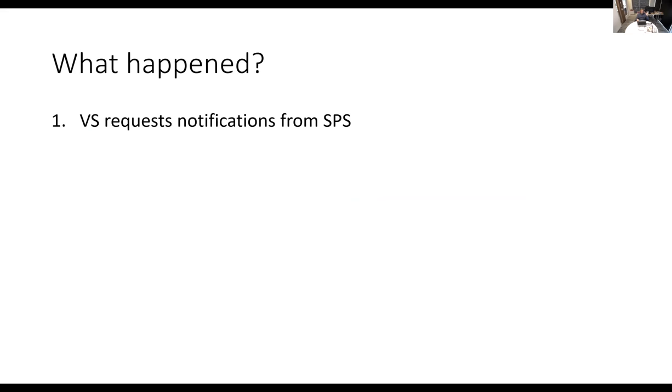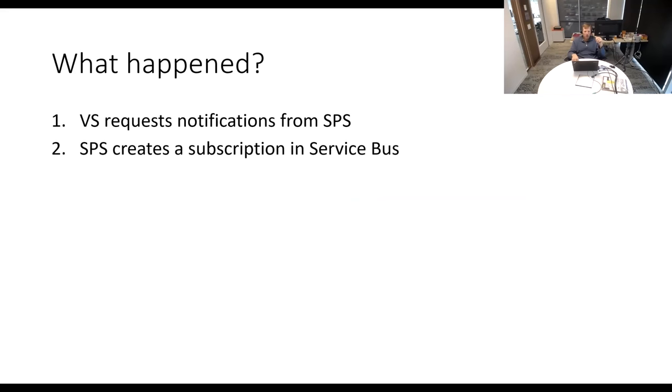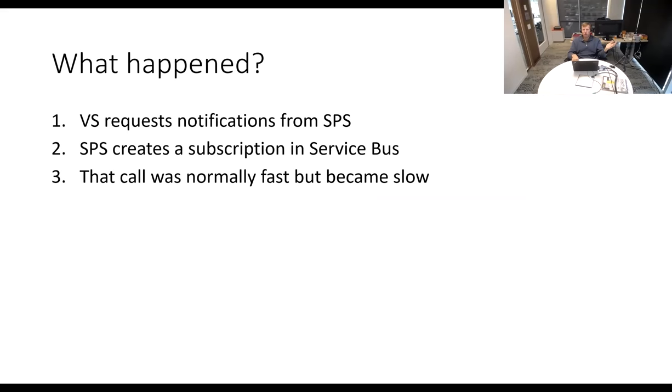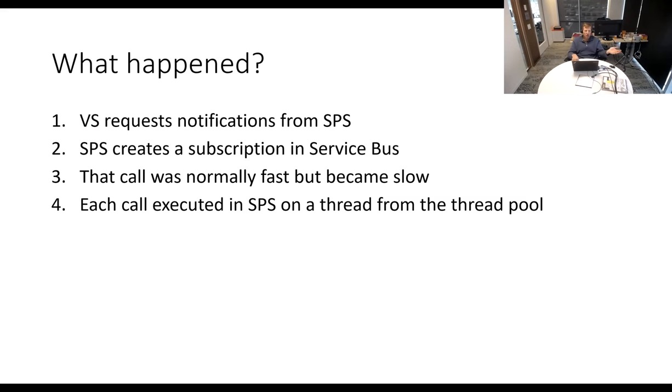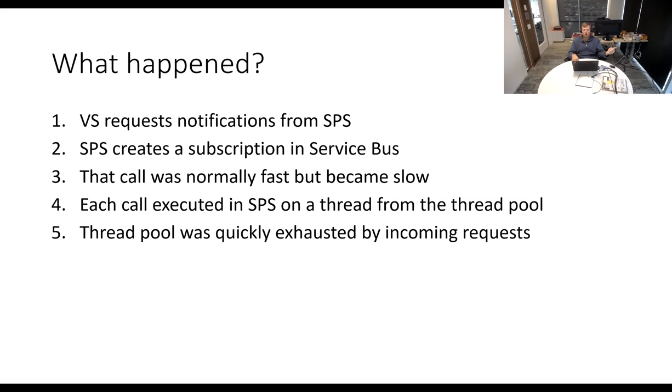So what happened? VS requests notifications from SPS. SPS creates a subscription in Service Bus. The call was normally fast, but because of some changes, it became slow. Each call executed in SPS on another thread. So you get 500 million requests per minute, and guess what? The thread pool was exhausted. Basically, there were no threads available to do anything else. So all the requests start queuing.